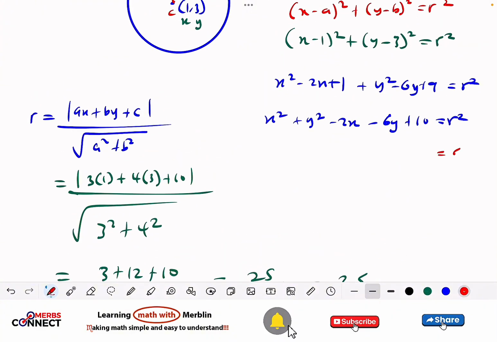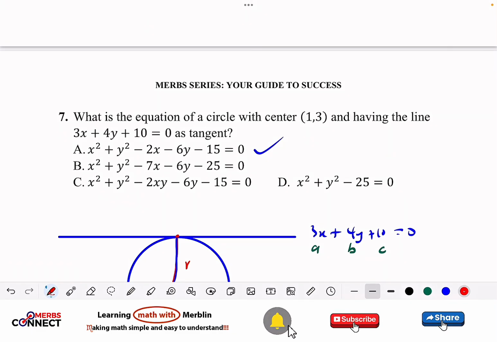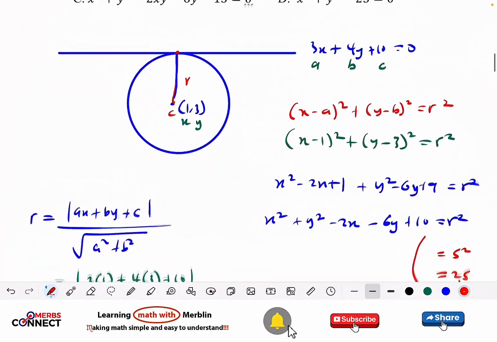So 5 squared is going to give us 25. Bring 25 to the other side. 10 minus 25 is going to give us minus 15. And indeed, the answer is A. So you see the way you can manipulate some of it and then get the answer there.